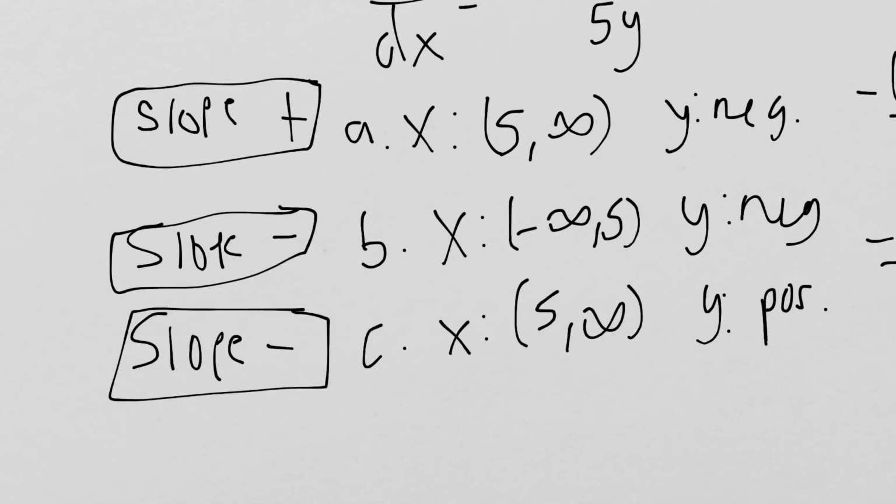And that's it. You can always just mess with the different intervals, plug in values that fit those intervals, and then determine, is that producing a positive or negative slope.